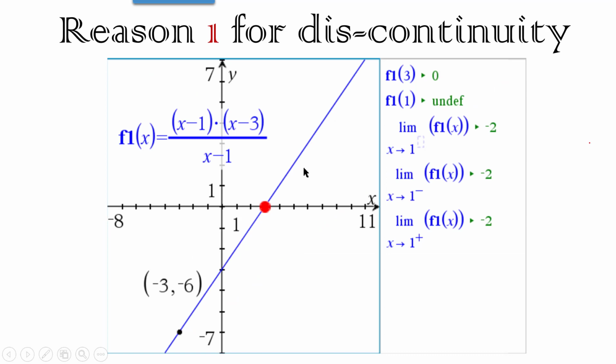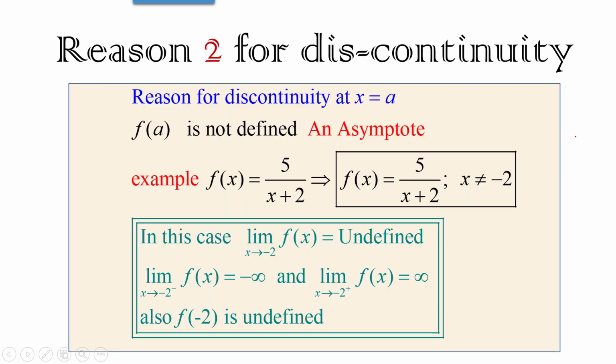So this is what we just saw. Let's look at what could be the second reason for discontinuity. The first reason was existence of a hole. The second over here is a graph we are familiar with, and this is a hyperbola, a rectangular hyperbola. So the function is 5 over x plus 2. And we clearly know that there is a vertical asymptote at x equals negative 2. And we can see that. So the function is defined everywhere except when x is negative 2.